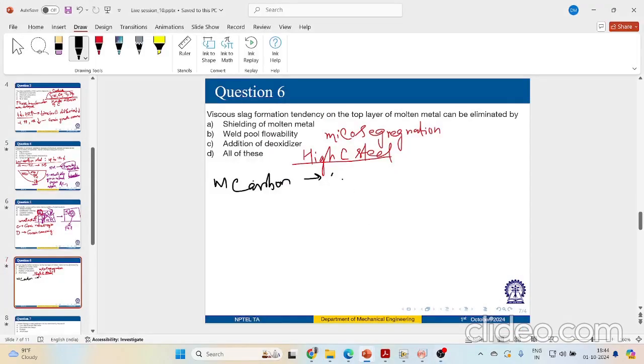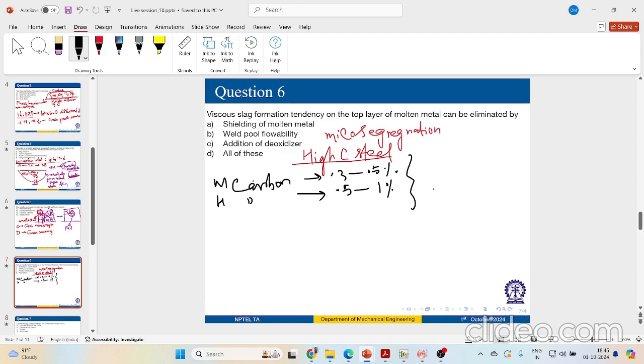So for medium carbon, this will be ranging from 0.3 to 0.5%, whereas for high carbon, this will be ranging from 0.5 to close to 1%, right?